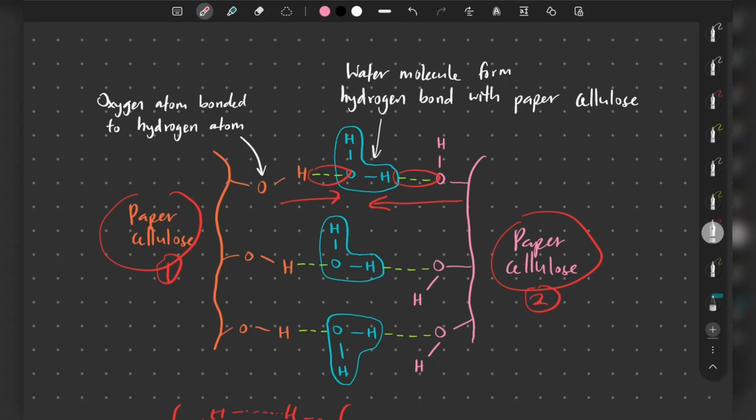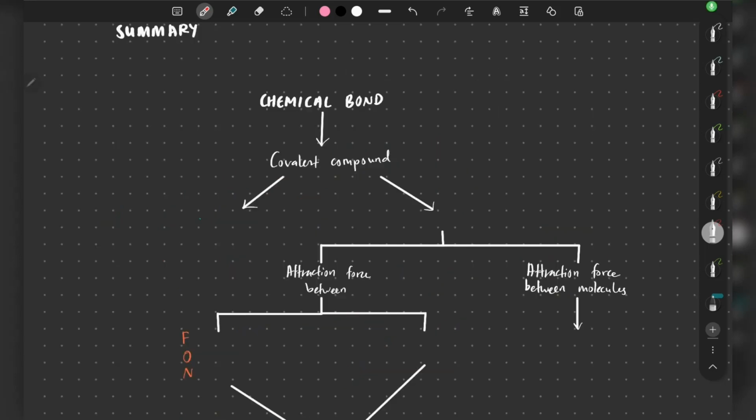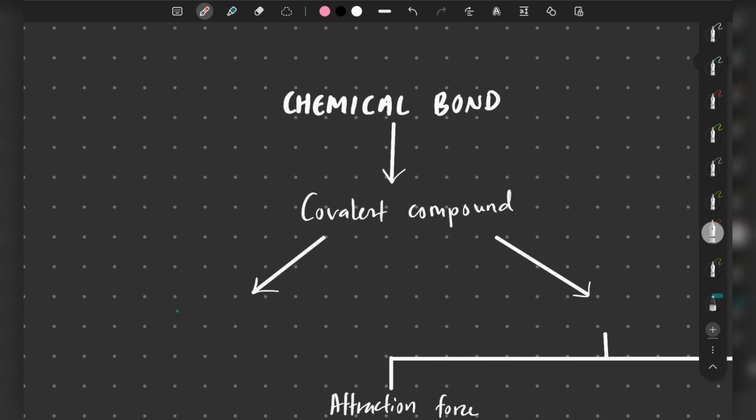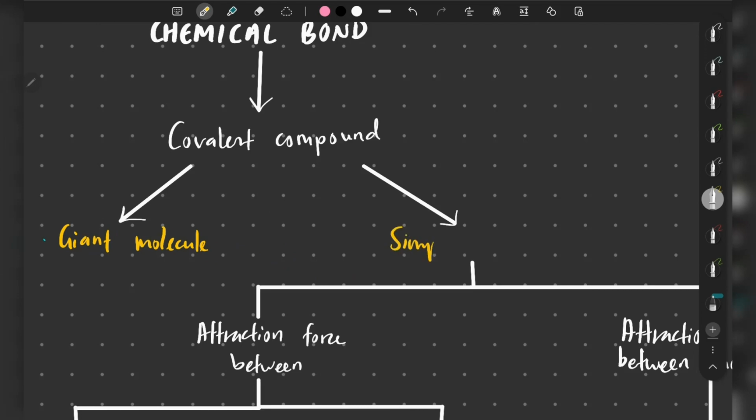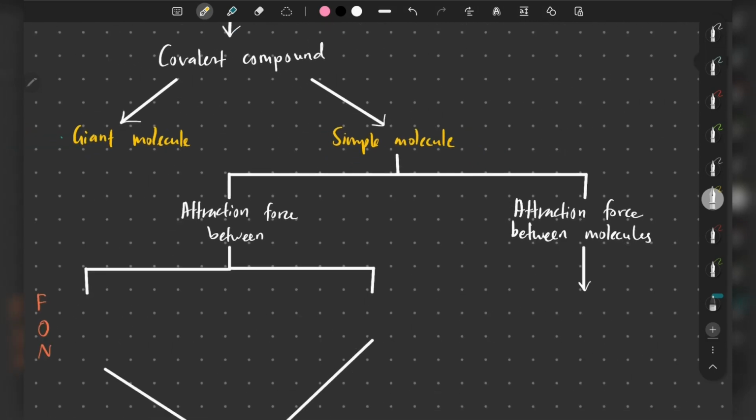So let's move on to our last part of this video. So here we are at the summary of this video. Congrats. So now let's do a quick recap of this video. Okay, so covalent compounds are divided into two types, which are first the giant molecule, and the second one is simple molecule. So simple molecule is where we are more focused on in this video.